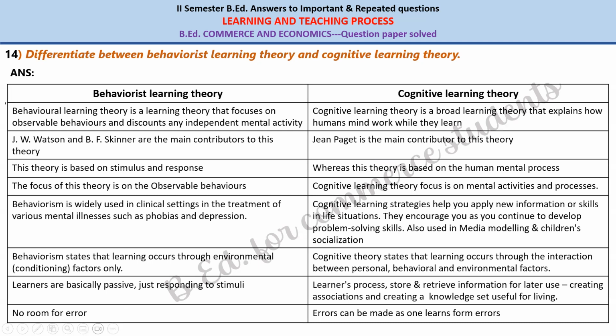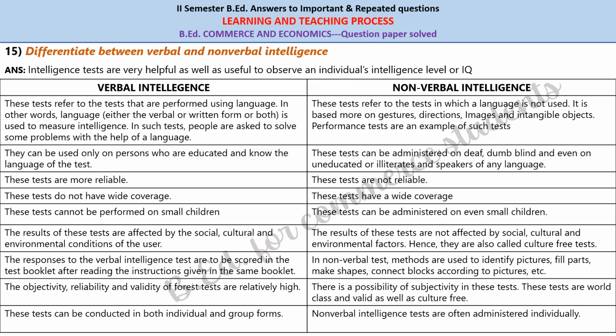The behaviorist theory is based on stimulus and response, whereas the cognitive theory is based on human mental process. The behaviorist theory focuses on observable behaviors, whereas cognitive theory focuses on mental activities and processes. Learners are basically passive and just responding to stimulus in the behaviorist theory, whereas in the cognitive theory learners process, store, and retrieve information for later use, creating associations and creating knowledge for usefulness. So you can find more differences by going through this. And go to the next question.